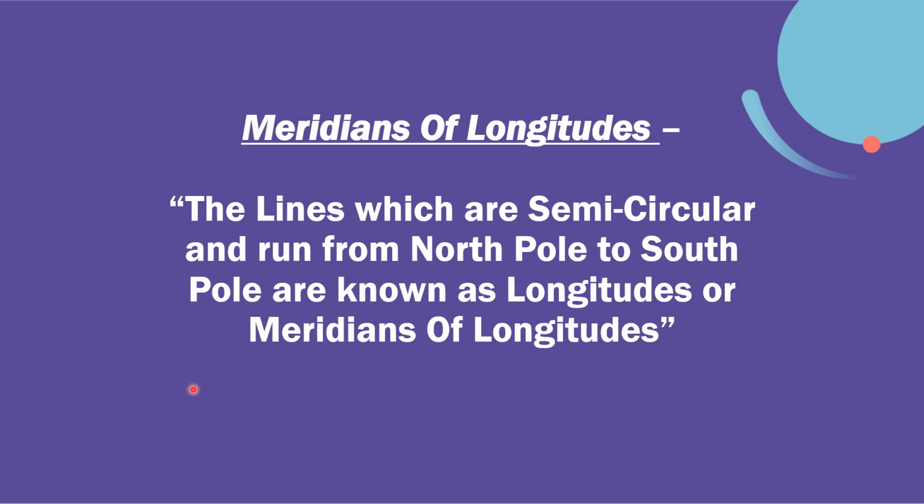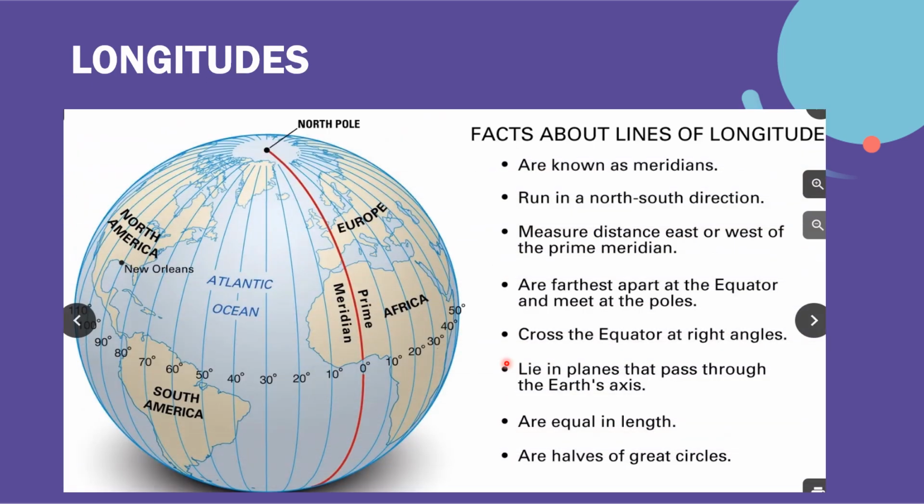Meridians of longitude. The lines which are semicircular and run from North Pole to South Pole are known as longitudes or meridians of longitude. In this picture, can you see these lines that connect North Pole to South Pole? These lines are known as longitudes, right? These are vertical lines and these are semicircular lines, okay?